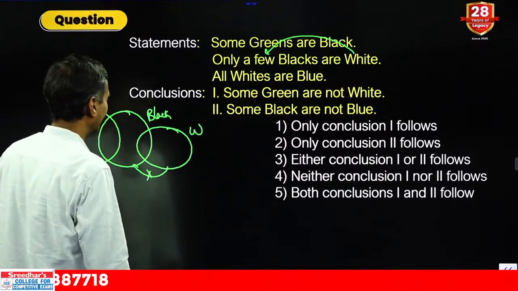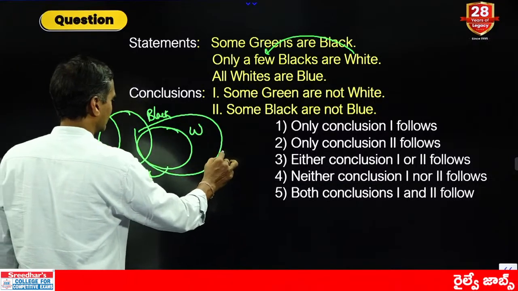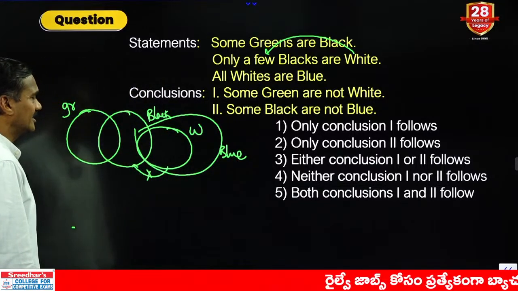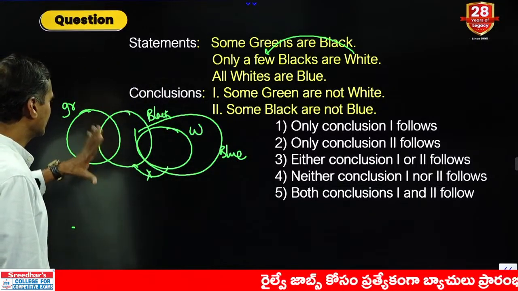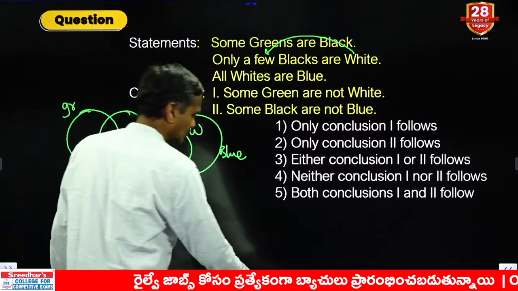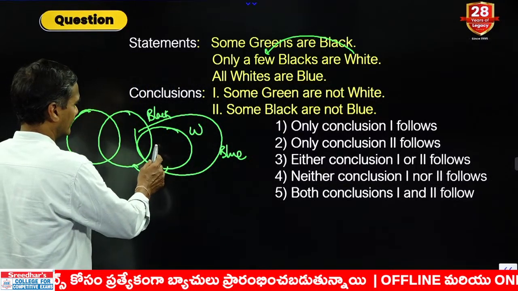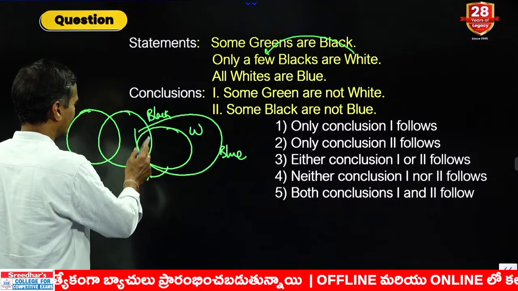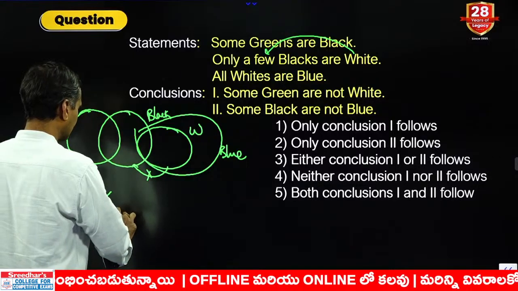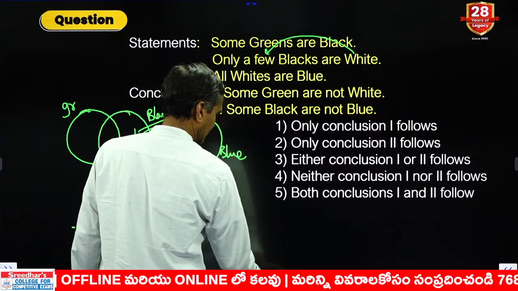And all white are blue. And this entire white is a part of what? Entire white is a part of this blue color. Then according to this one, some green are not white. As of now, there is no green that is white. That is true. Then, as this is true, second, some black are not blue. Now this is the entire black. These are the black that are not blue, that is true. And so both the conclusions are true. Both these two are negative conclusions.